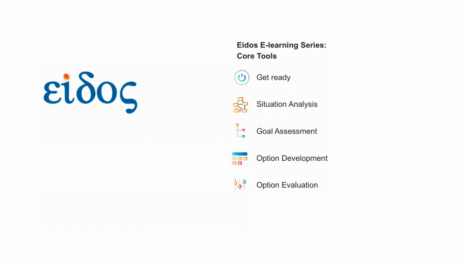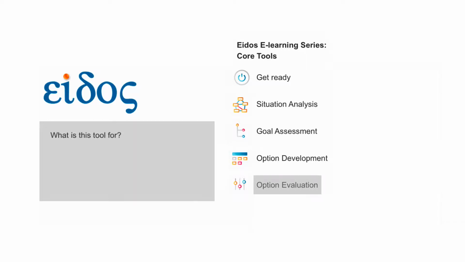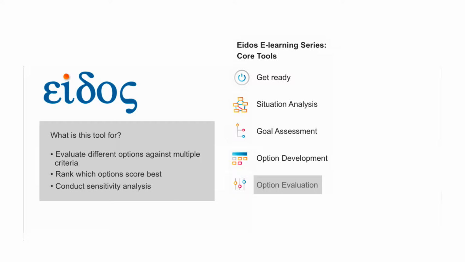The option evaluation tool allows you to choose between different options using multiple criteria. It can be used to bring together the alternative potential strategies defined in the option development tool and the goals previously defined using the goal assessment tool as criteria. In this way, it becomes possible to compare how well any alternative strategy would perform in delivering the goals your organization has set. It also allows you to identify which option is best if certain criteria were to change in importance, either becoming more or less important.